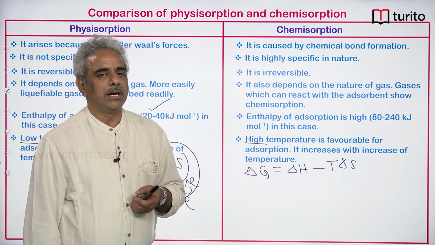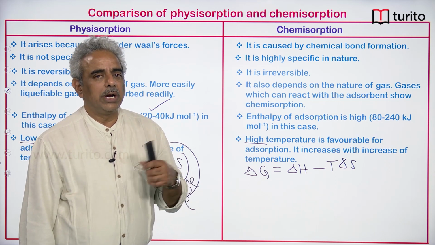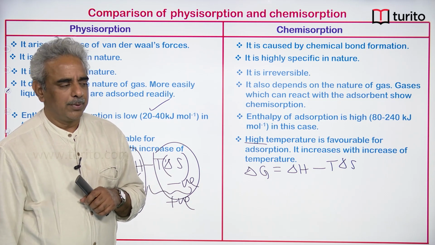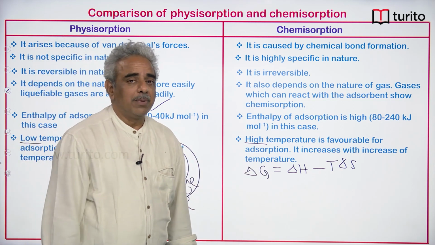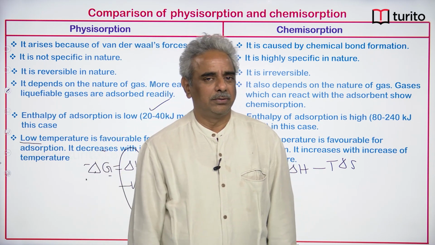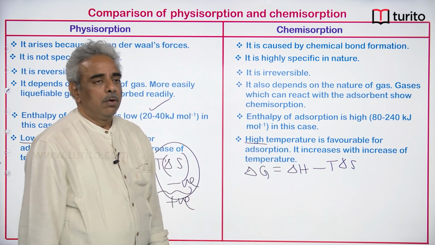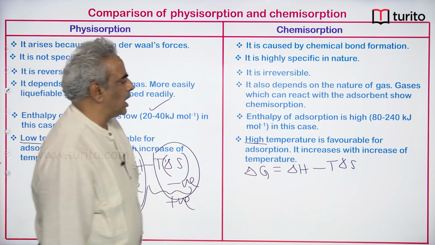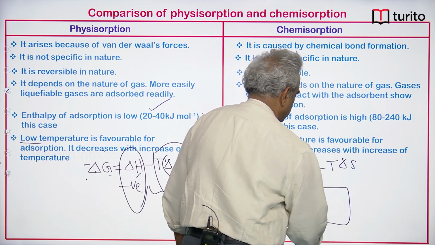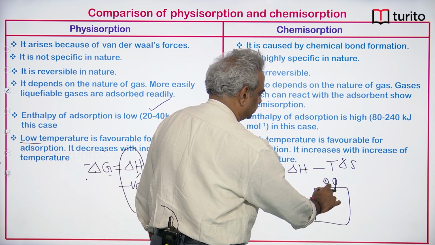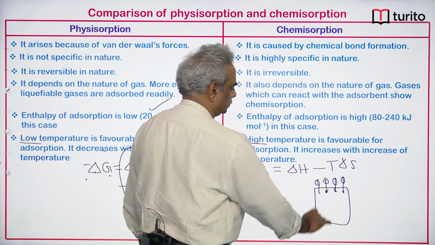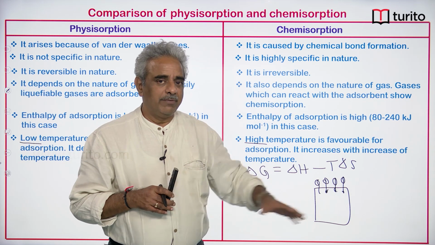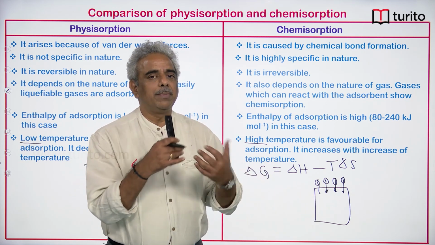Van der Waals forces can occur only at low temperature. If you increase the temperature, Van der Waals forces will become weak and escape. But the effect of temperature on chemical adsorption is very peculiar. What is that effect? It is a chemical bond basically. Suppose you have the surface, the particle must form a bond. To form a bond, molecules must be activated, even the surface must be activated, otherwise the bond may not be formed.